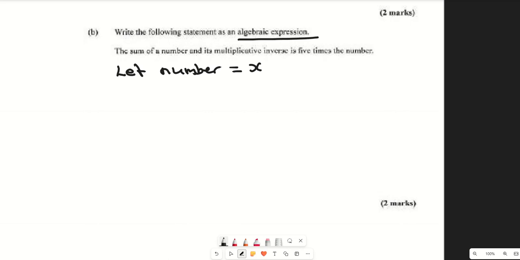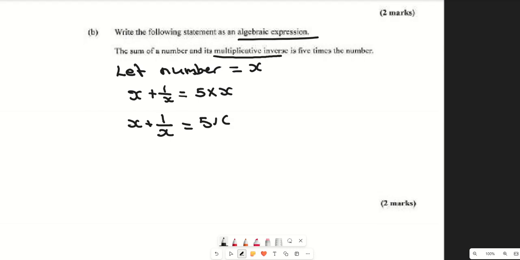So the sum of x and its multiplicative inverse is 5 times the number. The sum means to add, so x plus the multiplicative inverse. Multiplicative inverse just means what is the inverse of multiplication? Division, right? So it's 1 divided by x. That's the multiplicative inverse, is equal to 5 times the number, so that's 5 multiplied by x. So it'll be x plus 1 over x equals 5x. And that would be your answer right there.